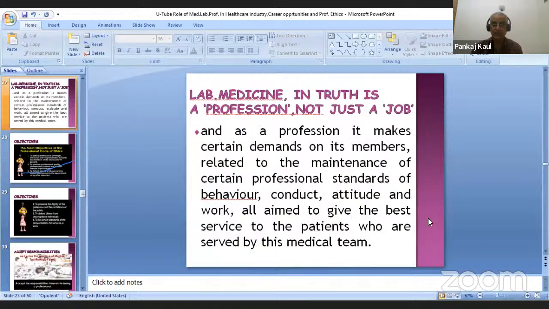Such are the professional ethics we must follow, and we must consider that lab medicine in truth is a profession, not just a job. As a profession, it makes certain demands on its members related to the maintenance of professional standards of behavior, conduct, attitude, and work, all aimed at giving the best service to the patients who are served by this medical team. Once we put on an apron, that apron doesn't mean just a white coat to protect yourself from infections while handling the samples. It has a lot of meanings. We have to show that behavior, conduct, and attitude while putting on the apron.